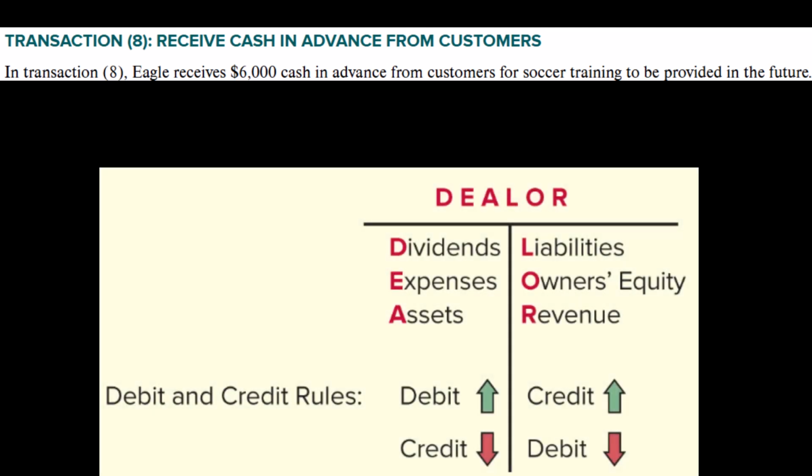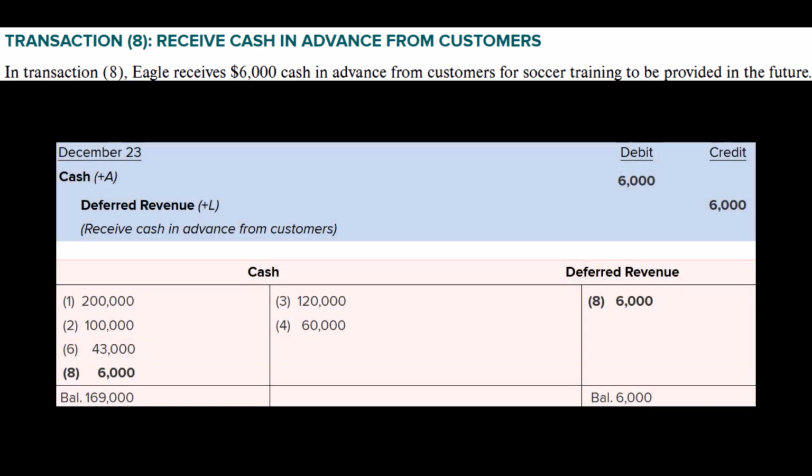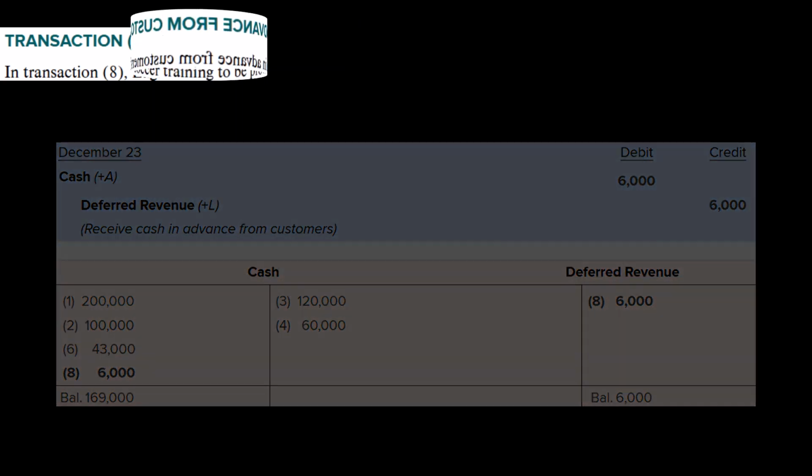Our asset, cash, is increasing, so we debit cash. Our liability, deferred revenue, is also increasing. Liabilities increase with a credit. It is crucial to understand that this is not revenue yet because we haven't earned it. We debit cash for $6,000 and credit the liability account, deferred revenue, for $6,000.